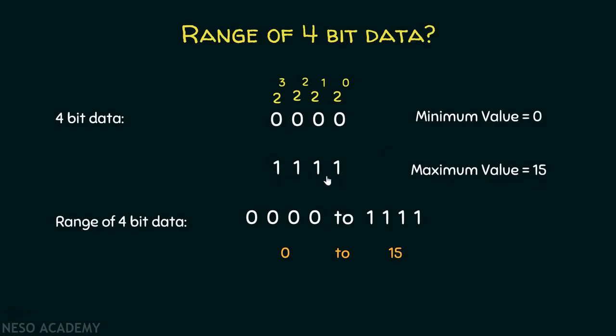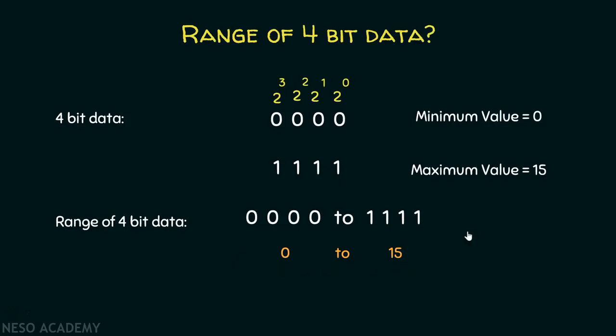You can get this value by using the same method of multiplying each digit with their respective place values and finally adding them up. In the case of the maximum value, you are multiplying 2 raised to the power 3 with 1, then 2 raised to the power 2 with 1, 2 raised to the power 1 with 1, and 2 raised to the power 0 with 1, and finally adding them up to get the answer 15. And here, because all of them are 0, multiplying with their respective place values would finally give the answer equal to 0. Therefore, the range of 4-bit data is from 0 to 15 only.